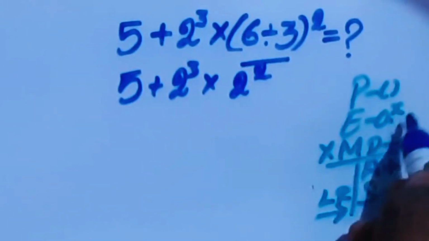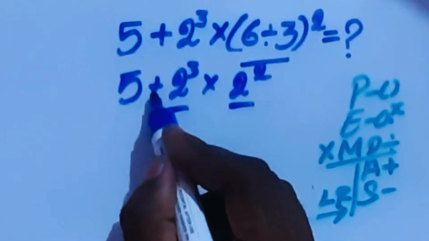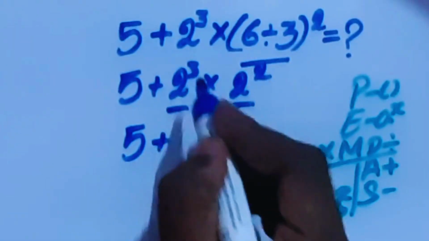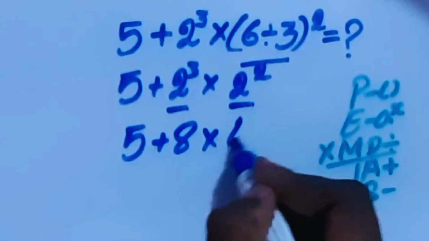Here the next priority is the exponent. Here we have exponent here and here, so we have to do this exponent before this addition and multiplication. So 5 plus 2 power 3 is 8 times, here 2 power 2 is 4.